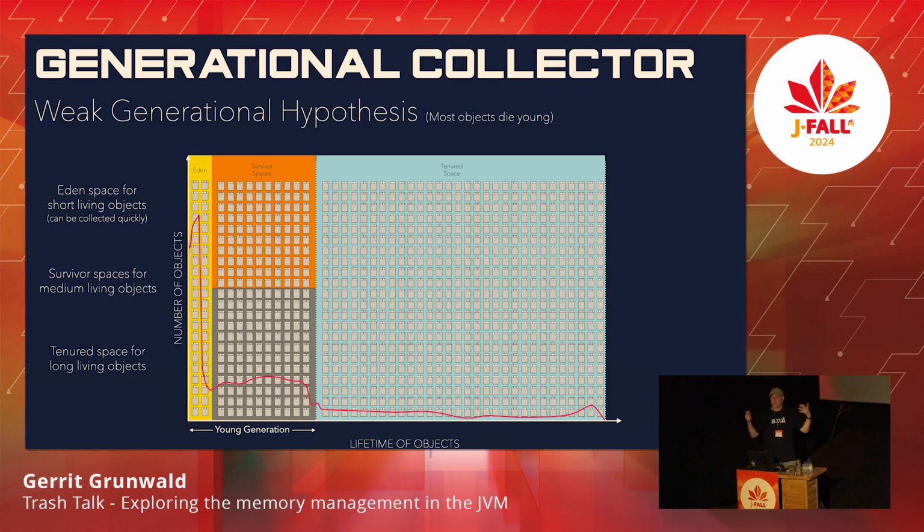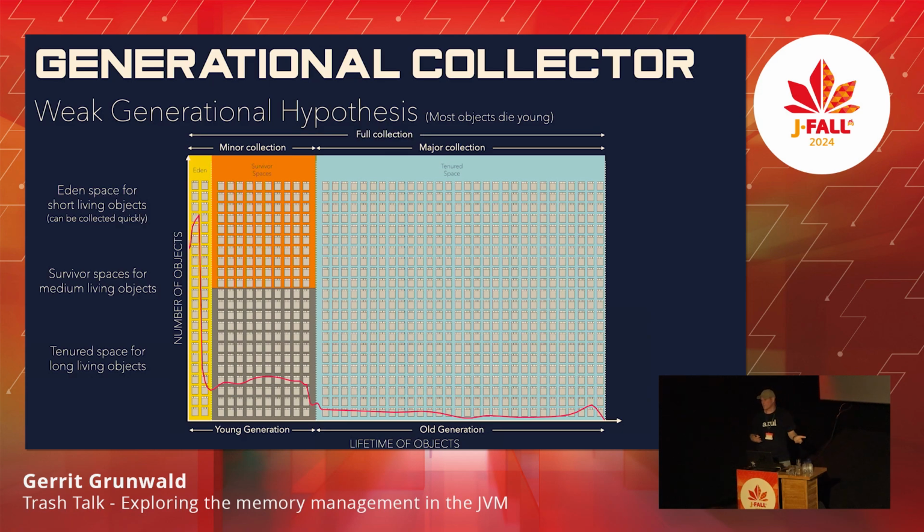When we talk about young generation, that's the stuff that is in the Eden space and in the survivor space. So this is young generation. Everything that is in the blue one is old generation, long-living objects. A minor collection only works on the young generation. A major collection is in the old generation. If we do a full collection, then it's in both. In my demo, we do a full collection. So this is in principle everything you need to know for generational garbage collection.